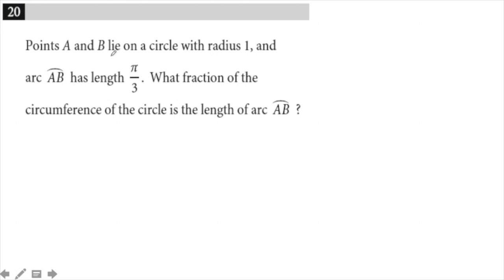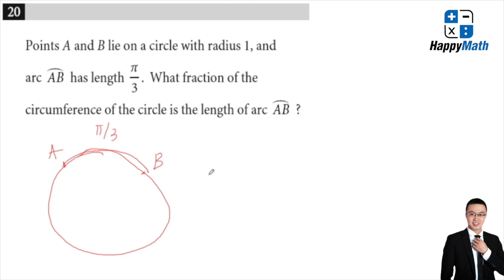The points A and B lie on the circle with radius 1, and the arc AB has length pi over 3. What is the fraction of the circumference of the circle that is the length of the arc AB? Okay, you have to find the fraction between the arc length and the total circumference. The arc length of AB is pi over 3, and the total circumference of this circle is found by the formula 2 pi r: 2 pi times 1, which is 2 pi.